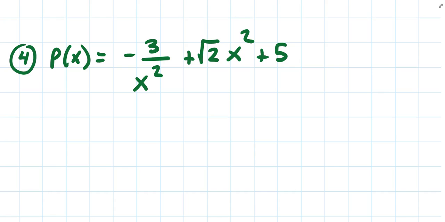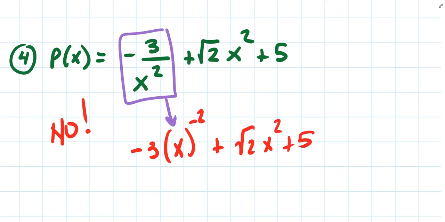Okay, last one, number 4. p of x is negative 3 over x squared plus the square root of 2x squared plus 5. Polynomial function, yes or no? What do you think? The answer to this one is no way, because I could rewrite negative 3 over x squared as negative 3 times x to the negative 2. Don't forget your properties of exponents. When you have a positive exponent in the denominator, it can be written as a negative exponent in the numerator. So therefore, because I have negative 2, it's not a positive integer. Therefore, it is not a polynomial function.